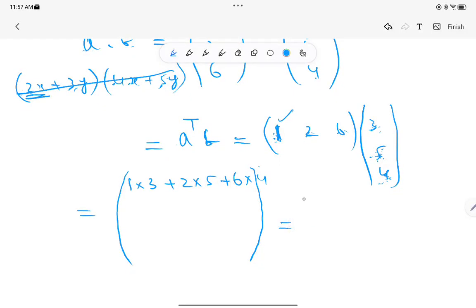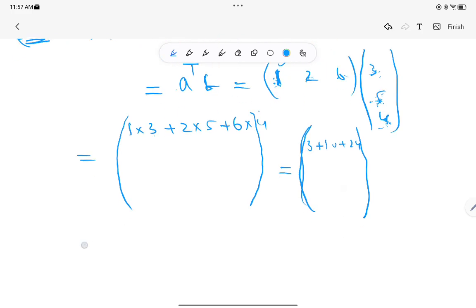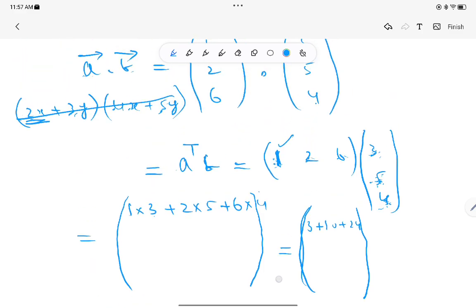So this is all about the dot product. Now see, what did we get? This is what we got. 3 ones are 3, 3 plus 2 fives are 10, plus 6 fours are 24. So we got 3 plus 10 plus 24, that is 37, a scalar. So the dot product of two vectors is a scalar. Here is that scalar. A scalar, as you remember from the last lecture, is a single number. So that finishes the dot product.